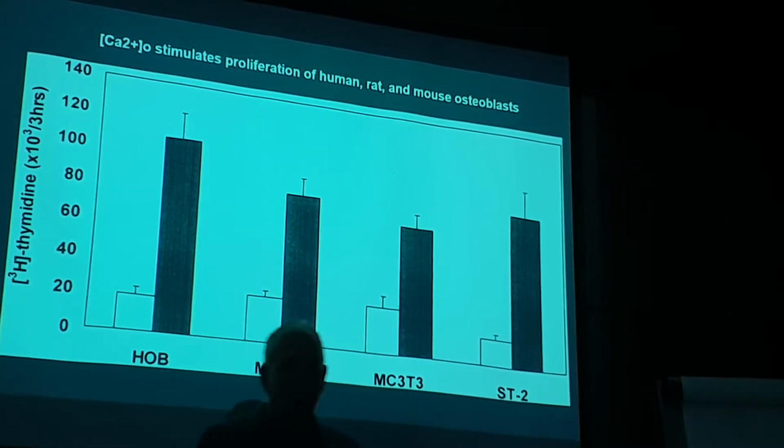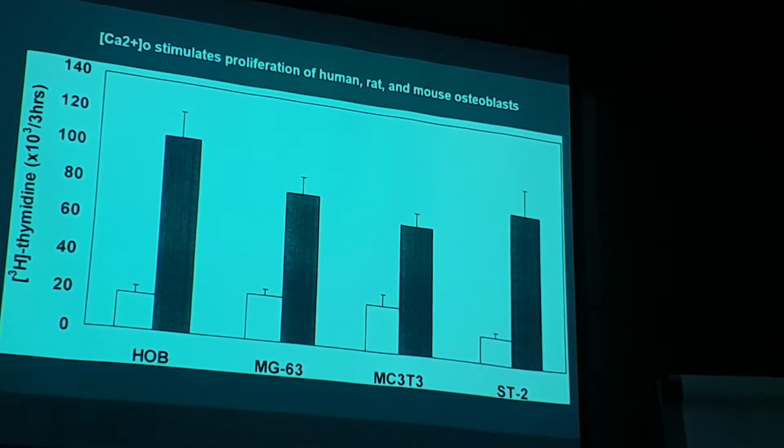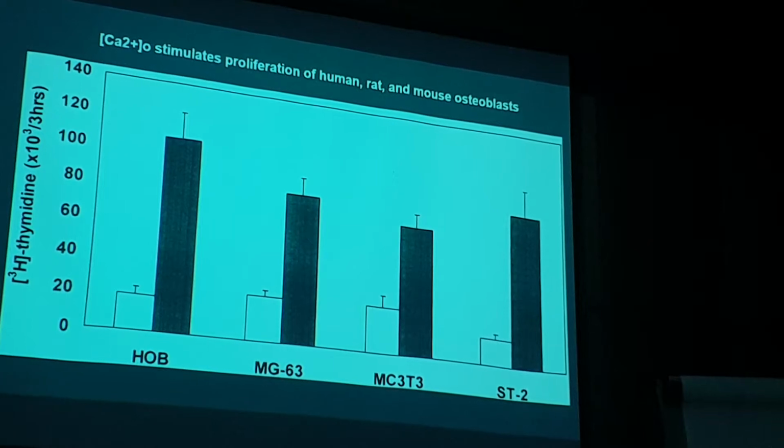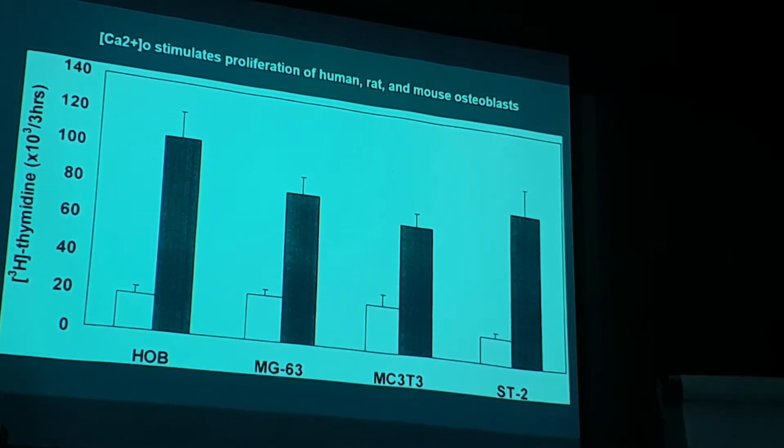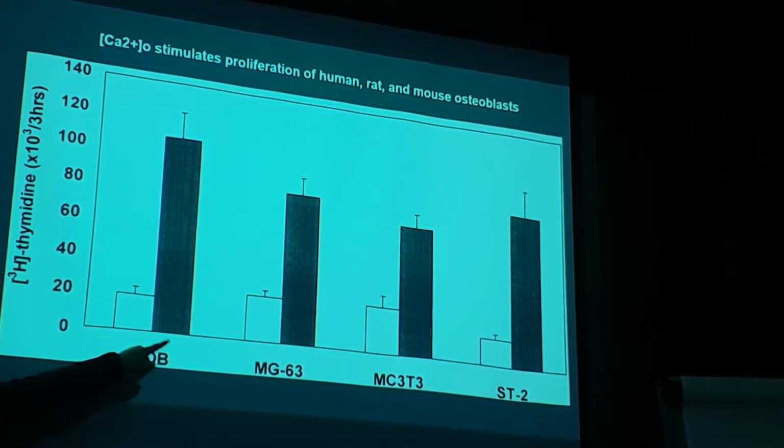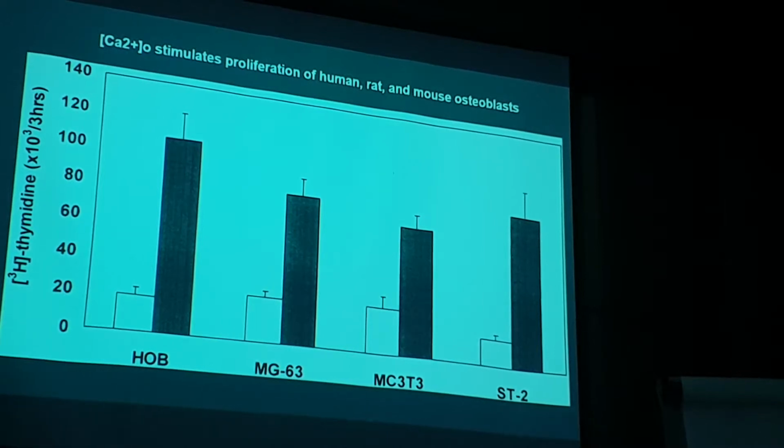Rat and osteoblast cell cultures. And what they found was, in the absence of calcium, the white column represents how many osteoblasts are present.